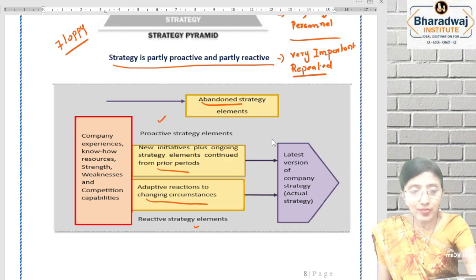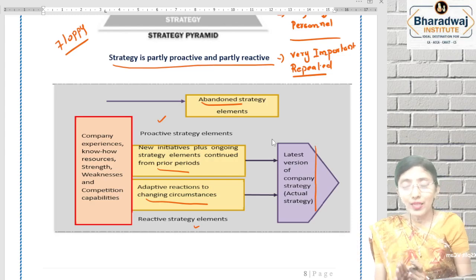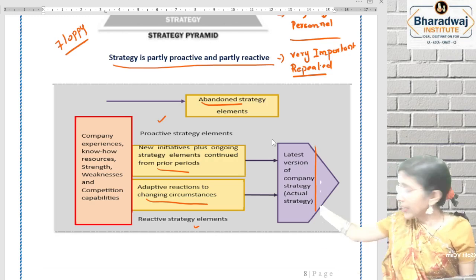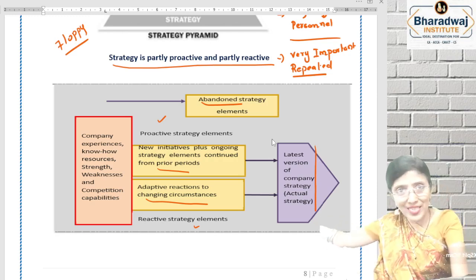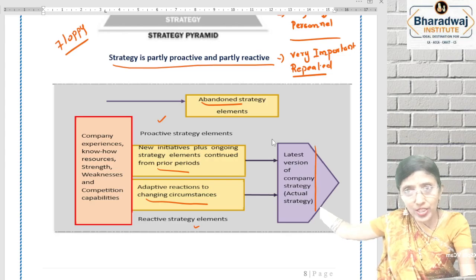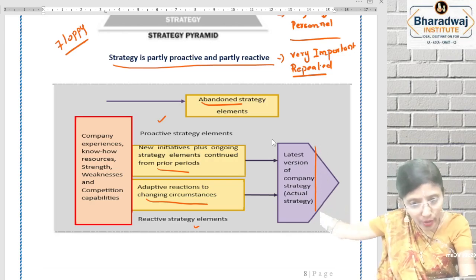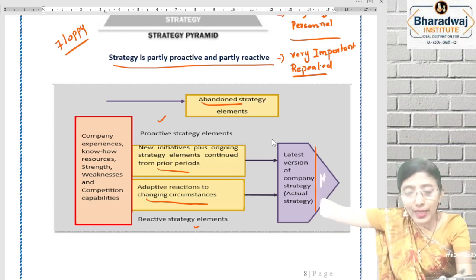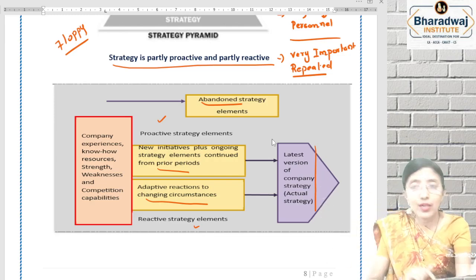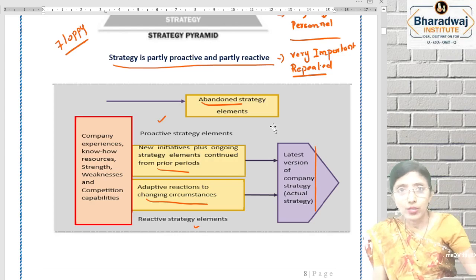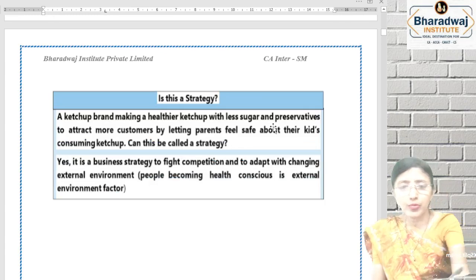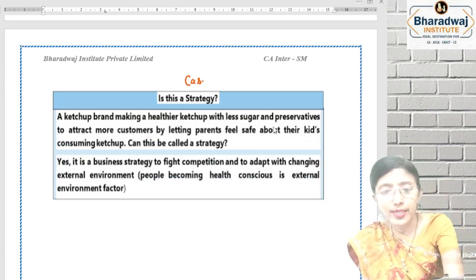And the latest version will be that which suits the contemporary world. So mark this, my dear students. You start with your capacity. You are going to implement strategy which is new plus ongoing, adapting to the environment. Some strategies are abandoned, some strategies you are responding and reacting. And the final outcome is a blend of all this. Okay, mark this as an important question. Now this type of question, it's a case study example.